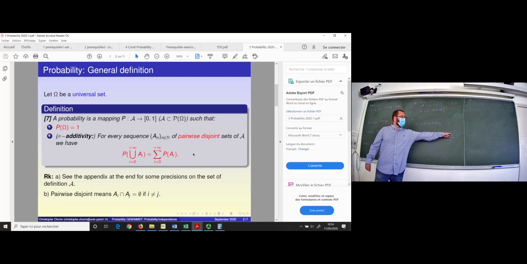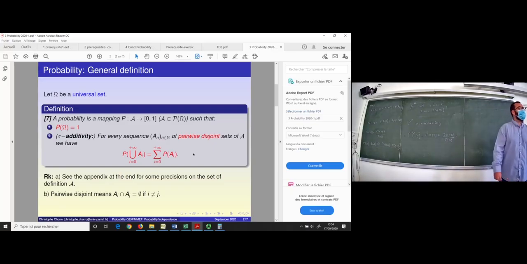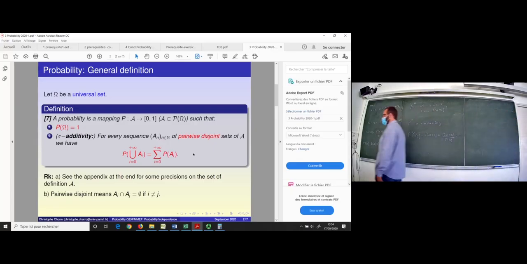But what is omega intersected with B, knowing that omega is the universe, that is the biggest set? What is omega intersected with B? B itself, okay? So I have P of B over P of B. I have 1. So I have checked the first point in my definition. P_B of the universe is equal to 1, of course. So this is the first point in the definition of probability.